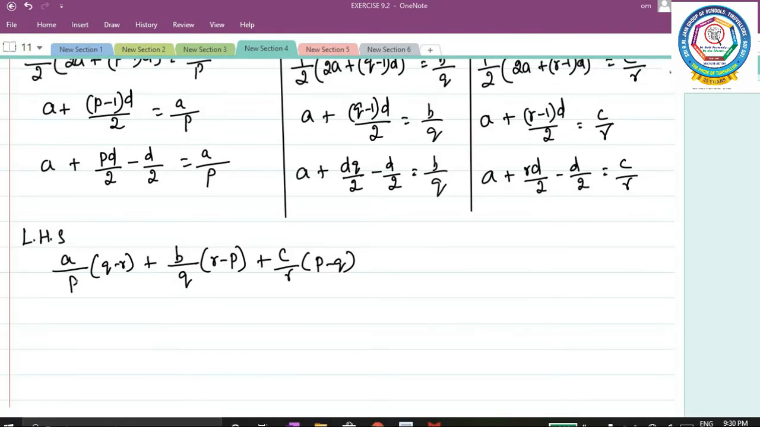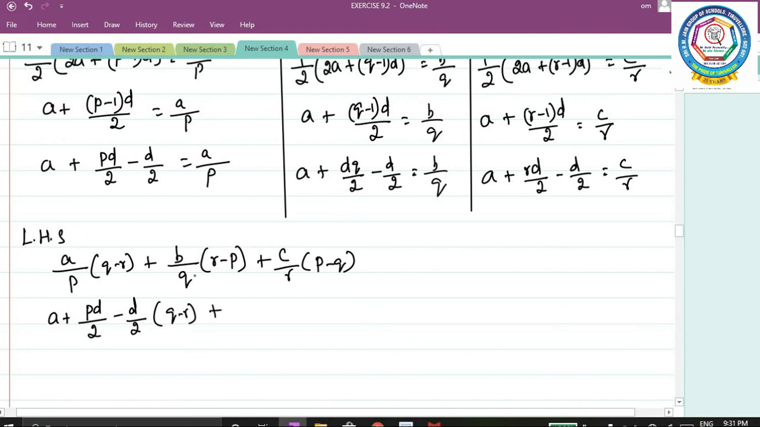Here, by p, I got this value. So I am going to apply this one: a plus pd by 2 minus d by 2 into q minus r, plus p by q; a plus dq by 2 minus d by 2 into r minus p, plus c by r; a plus rd by 2 minus d by 2 into p minus q. You have to simplify this one.